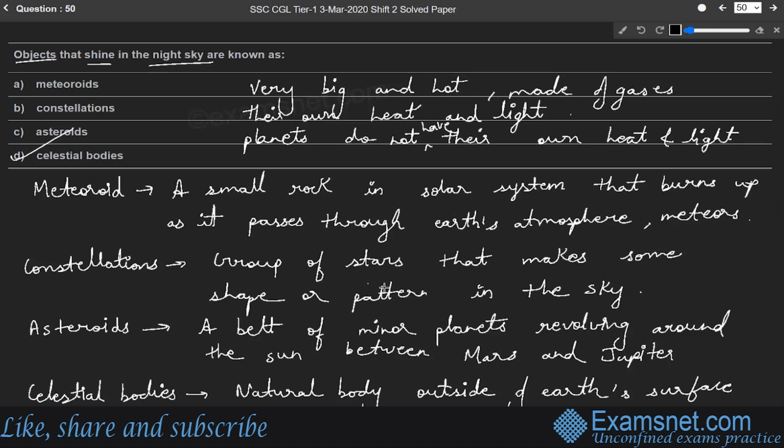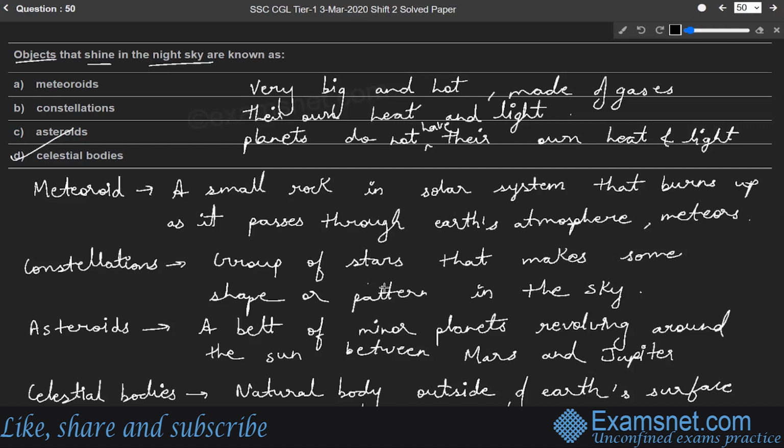Also, there are 8 planets in our solar system, and they are arranged in the order of their distance from the sun. They are Mercury, Venus, Earth, Mars, Jupiter, Saturn, Uranus, and Neptune. Planets do not have their own heat and light. Planets get heat and light from the sun, which is the nearest star. Then, if we look at the Earth from a great distance, like the moon, it will appear to be shining just like the moon.